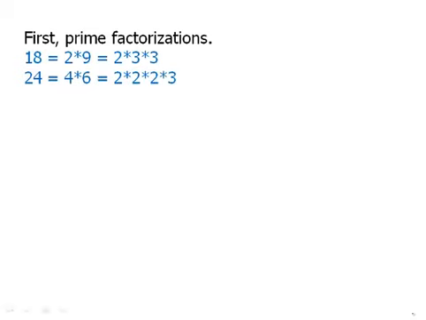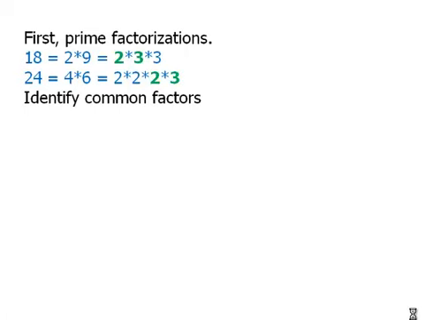First, we find the prime factorizations. Of course, 18 is 2 times 9, break that into prime factors. 24 is 4 times 6, break that into factors. Those are the two prime factorizations. The next step is to identify common factors, and they each have at least one factor of 2 and one factor of 3. So 2 times 3, those are the common factors. The greatest common factor is the product of those. 2 times 3 equals 6. That is the greatest common factor of 18 and 24.